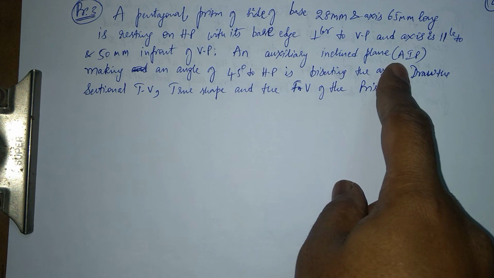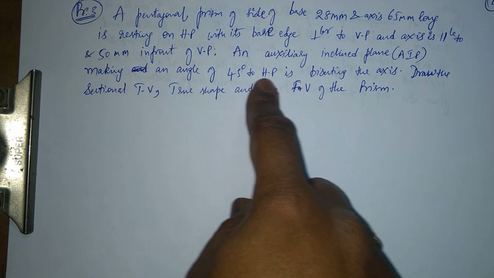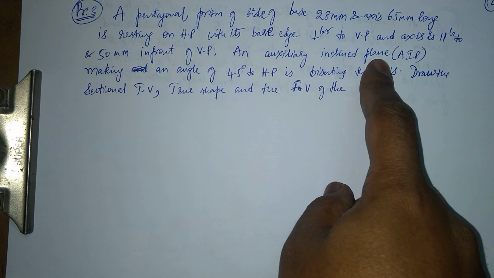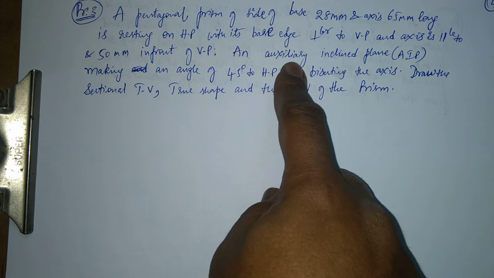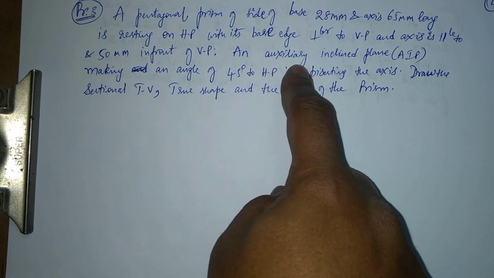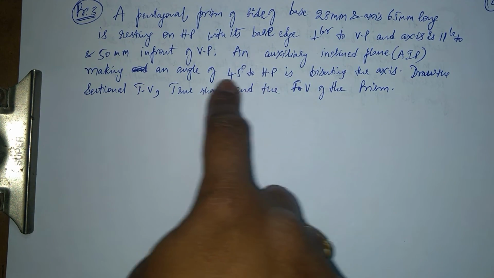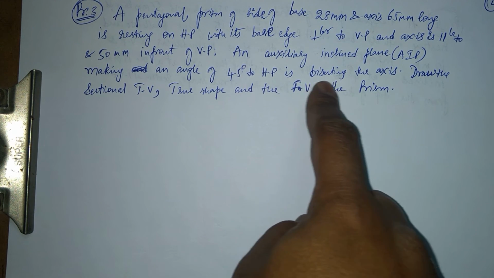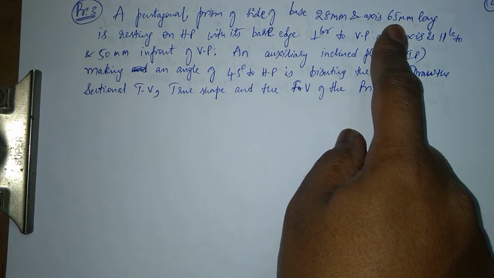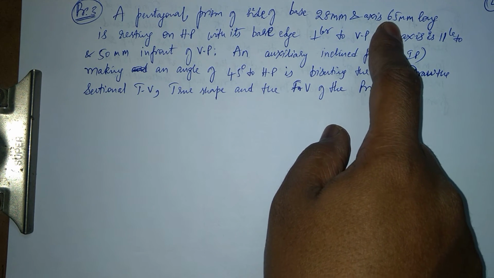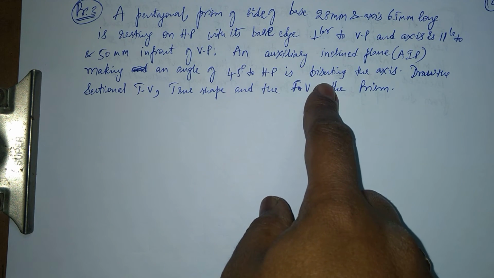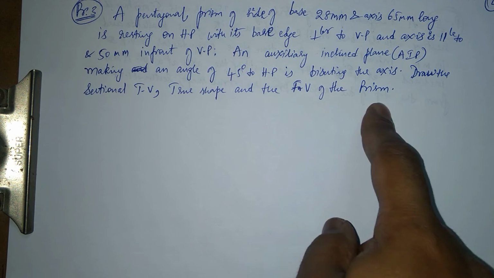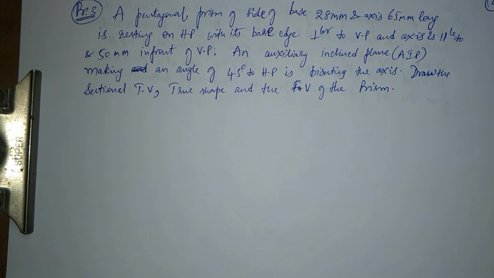An auxiliary inclined plane. Okay, it's inclined at an angle 45 degree to HP. Auxiliary inclined plane means this plane is perpendicular to VP and inclined to HP, inclined at 45 to HP. Is bisecting the axis. Bisecting means what? If the axis height is 65, so at 32.5 it is cutting. Draw the sectional top view, true shape, and the front view of the prism. This is our question.